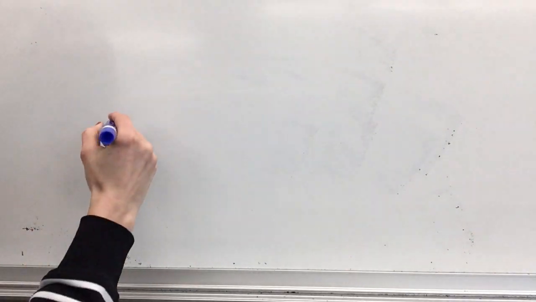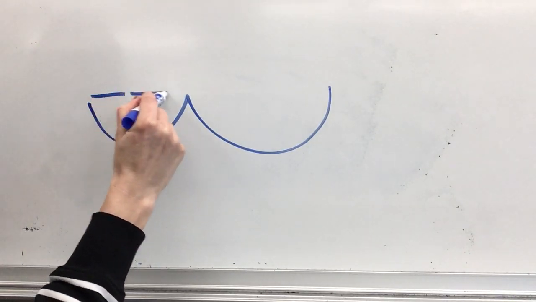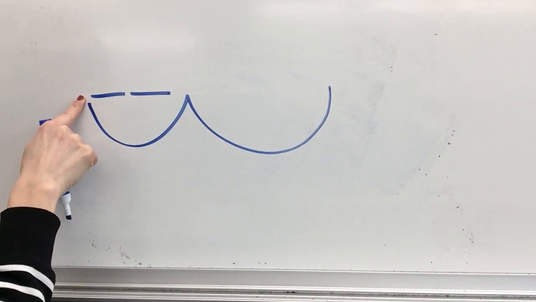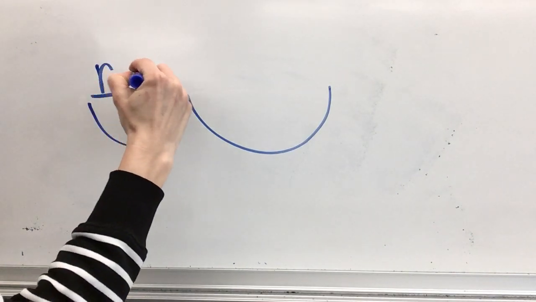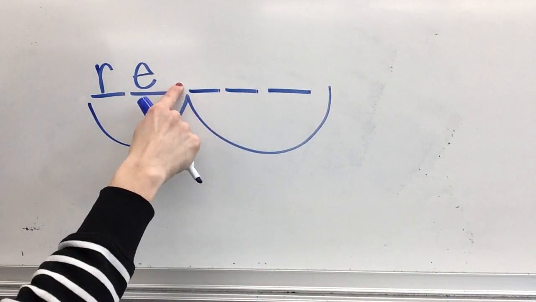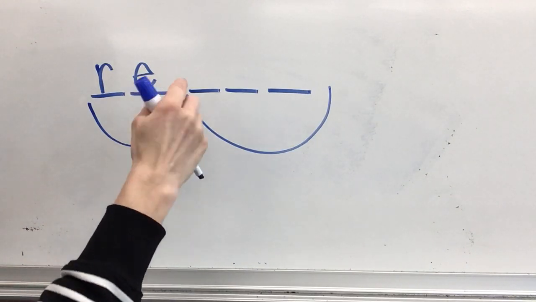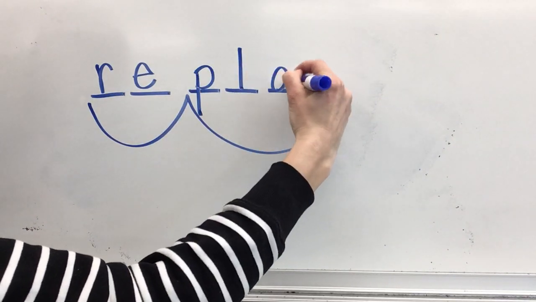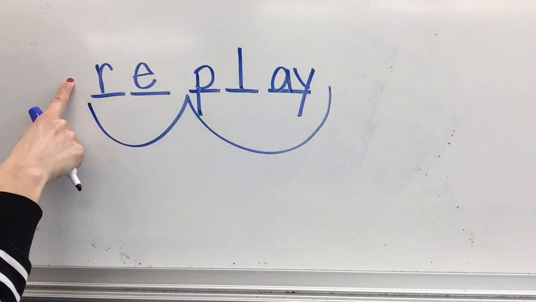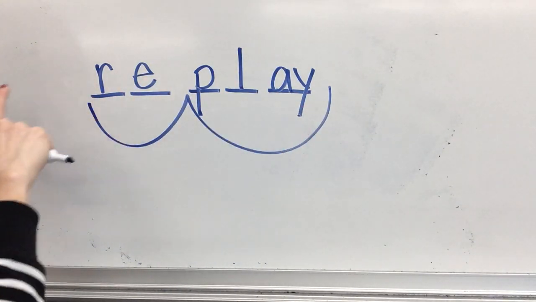Last word. This word is replay. What word? Replay. Two parts. Stretch the sounds you hear in re. Write your sound spellings for re. Stretch the sounds you hear in play. Write your sound spellings for play. Check your word. Spell replay. R-E-P-L-A-Y. Word? Replay. Yes, replay.